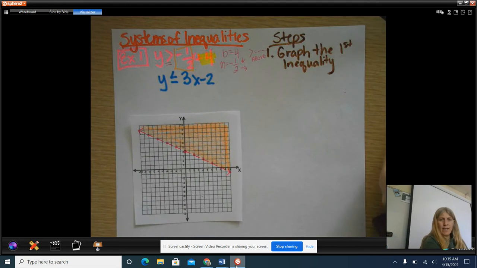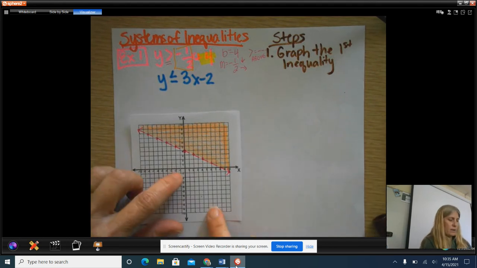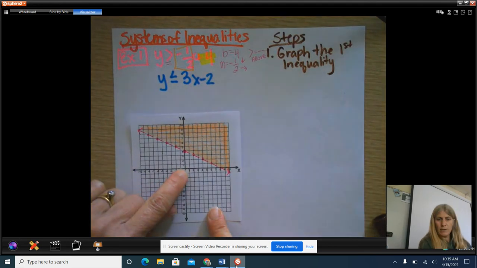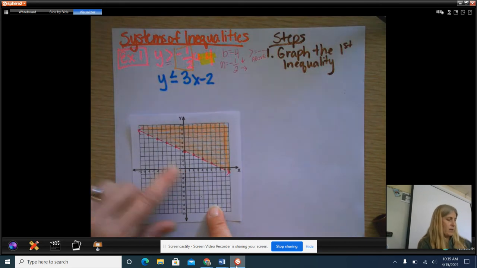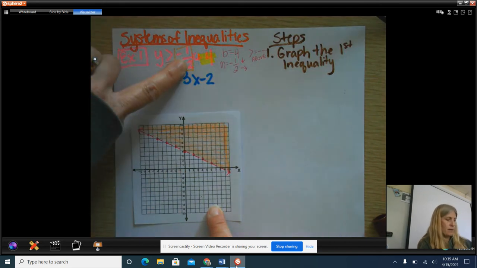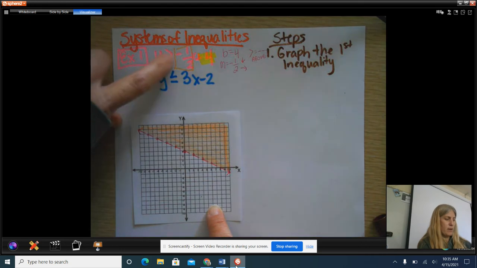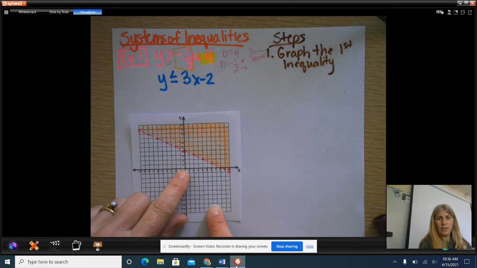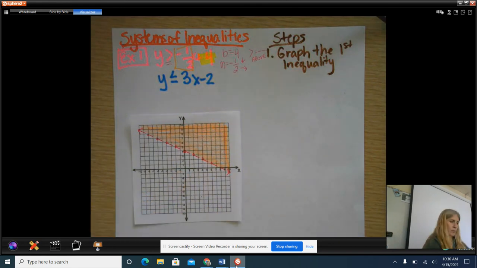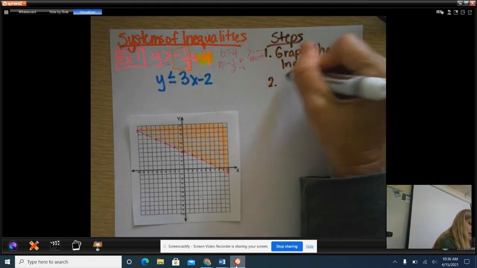At this point, we can test a point in that inequality. We know that 0, 0 should make a false statement. So 0 is greater than 0 plus 4. 0 is greater than 4. 0 is not greater than 4. That way we know that this side should not be shaded, so we know that we shaded the correct side. Okay, step number 2 is graph the second inequality.